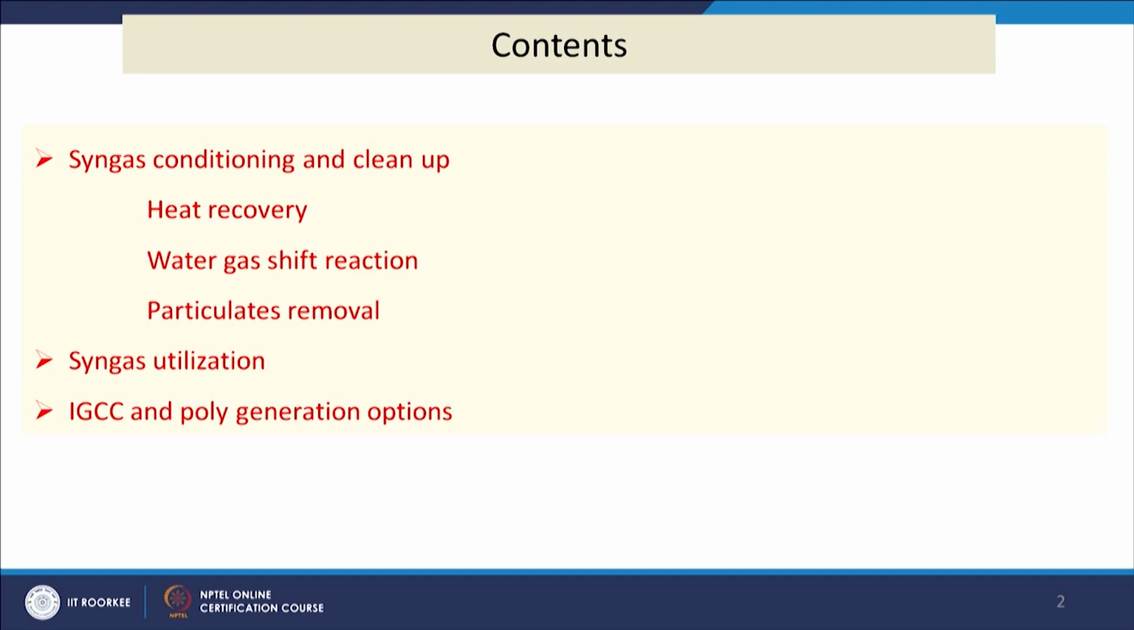Now we will see how the syngas produced after gasification can be made suitable for different types of downstream application. The content of this class is syngas conditioning and cleanup, and then syngas utilization and IGCC and polygeneration options. As we have seen in the previous class, when syngas is produced in the gasifier, its temperature is very high and it contains a number of impurities like particulates and acid gases like SOx, carbon dioxide, H2S, etc. So, these need to be removed.